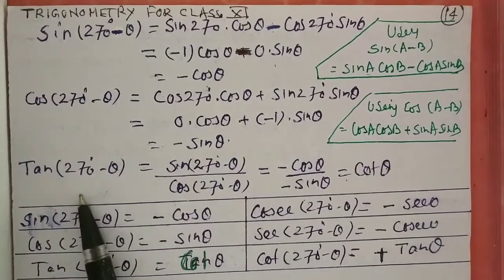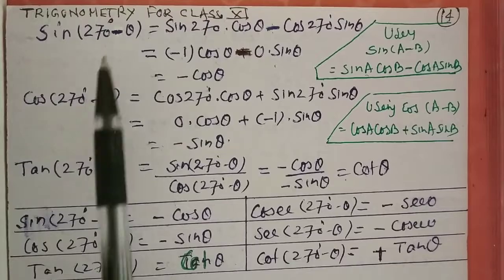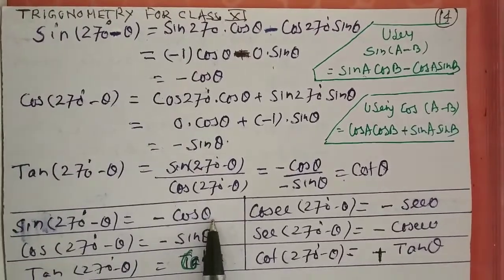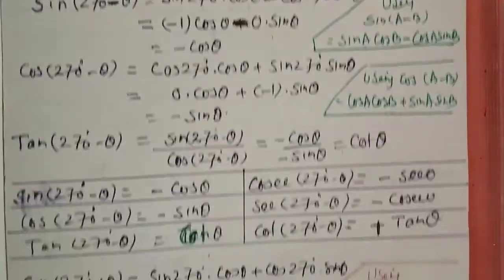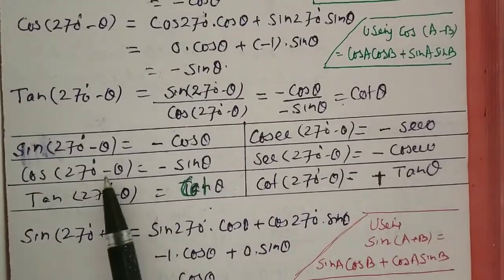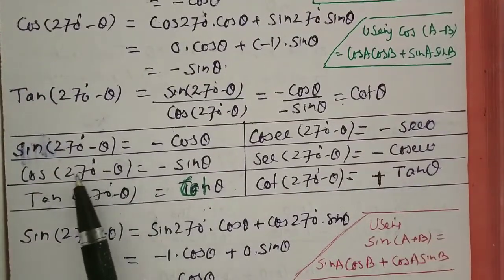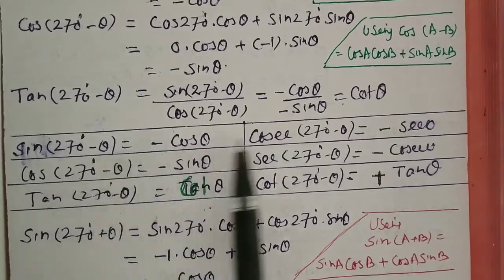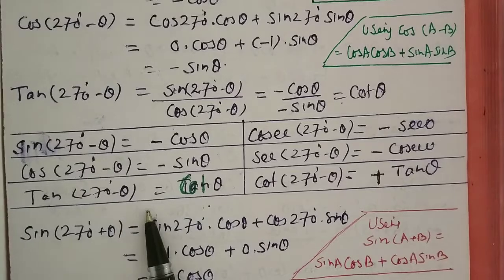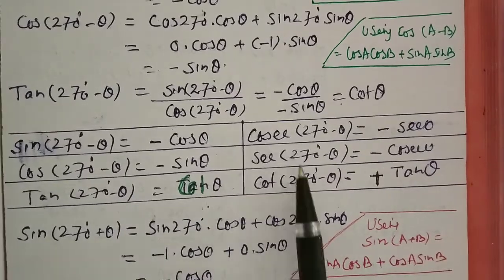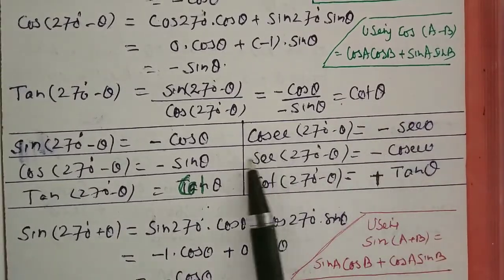Now to find tan 270 minus theta, divide this by this. Sine by cos is tan. So minus cos theta by minus sine theta, this is cot theta. So this table is ready now. According to the discussion, sine 270 minus theta is minus cos theta, cos 270 minus theta is minus sine theta, and tan 270 minus theta is cot theta. You can copy this accordingly.